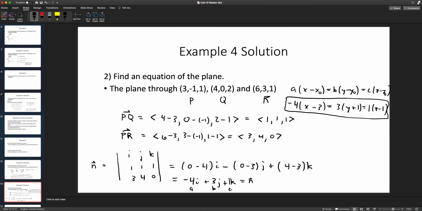So that's how we would do it here. Notice that n is just a normal vector, or you could say the orthogonal vector to these two vectors here. And this is basically like taking the cross product, right? If you take the cross product of PQ and PR, this is what you get, an orthogonal vector to both PQ and PR. And we use this orthogonal vector to find the direction numbers for the plane.